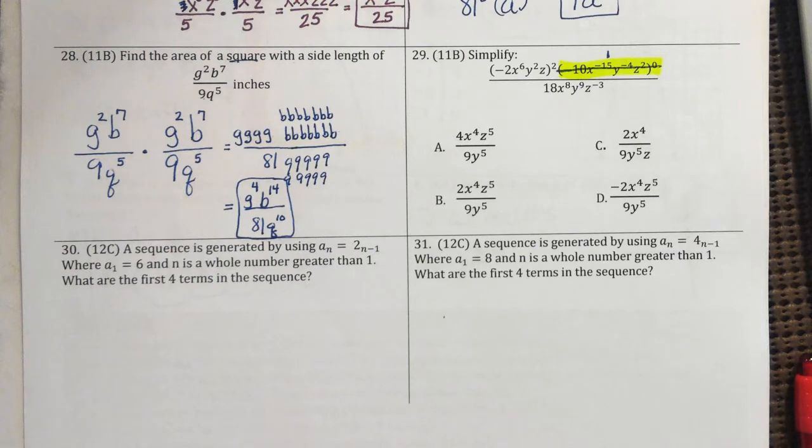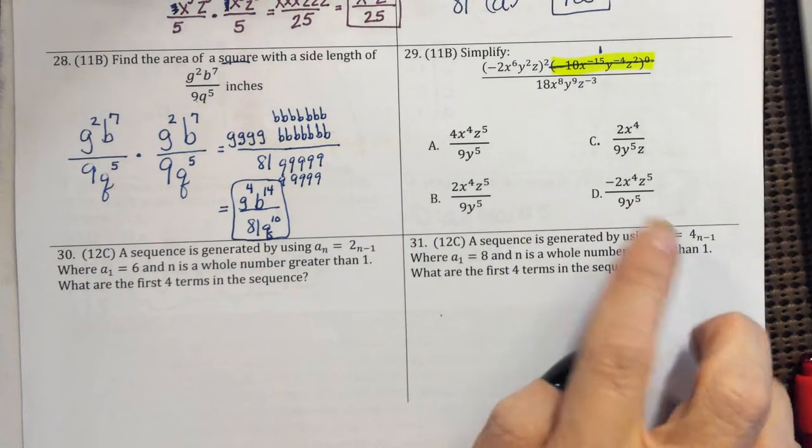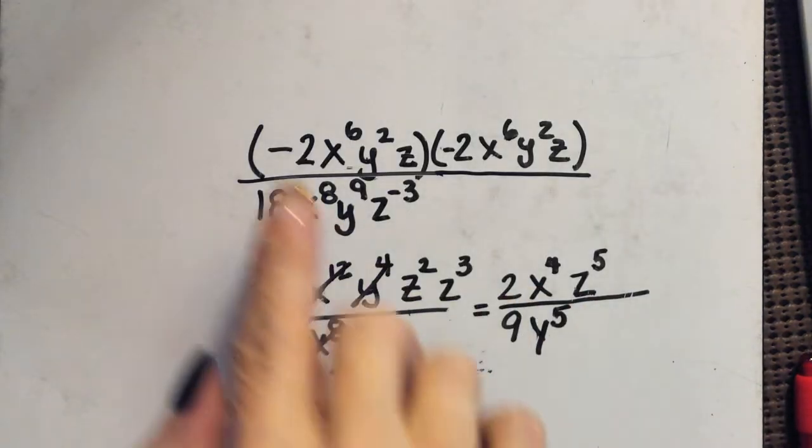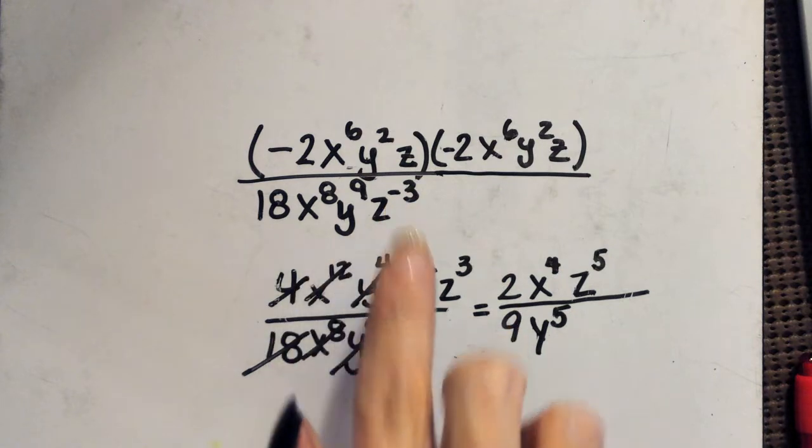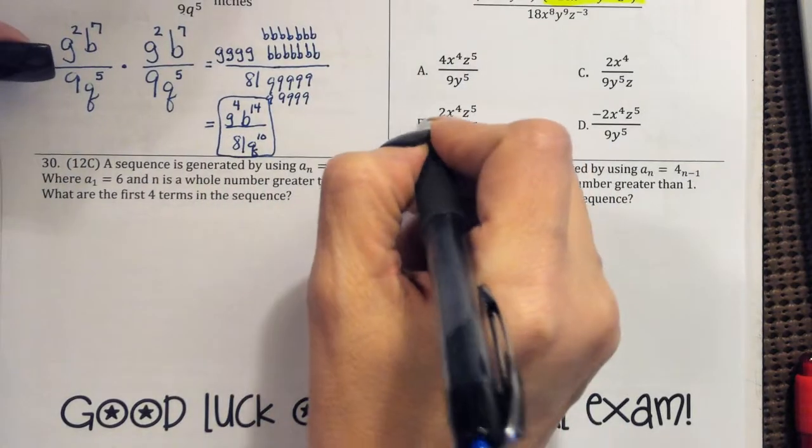How come it wasn't D, -2? Some of you may have picked D. Remember, -2 times -2 is a +4, not a negative. All right, so we're going to circle B on there.